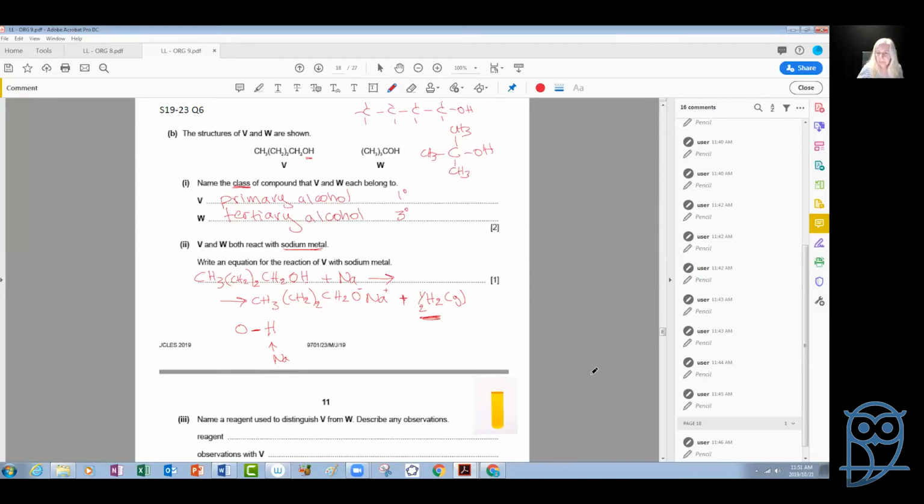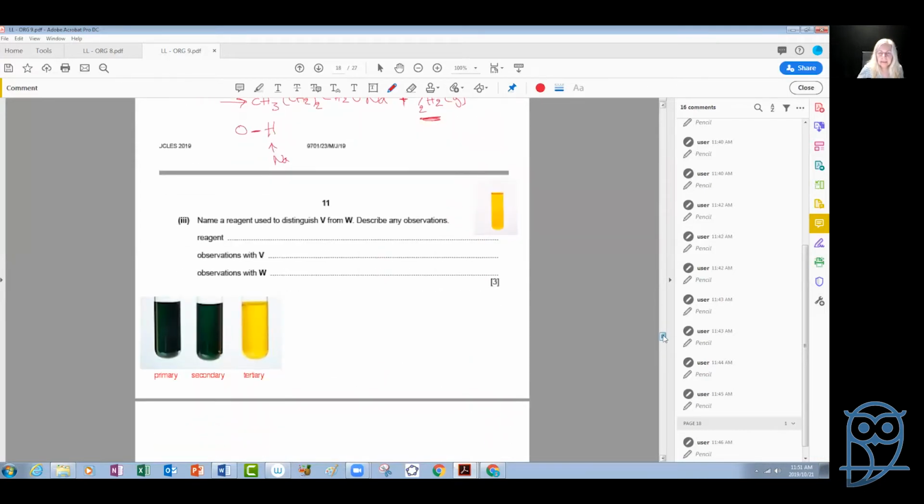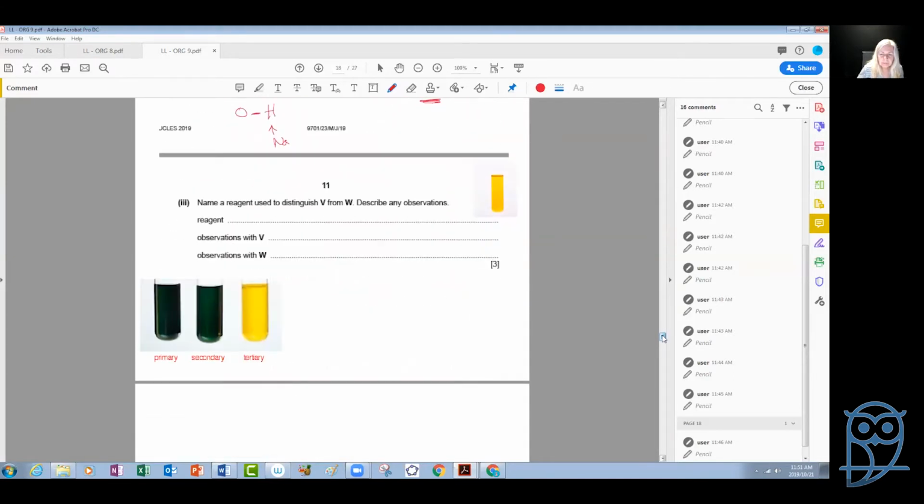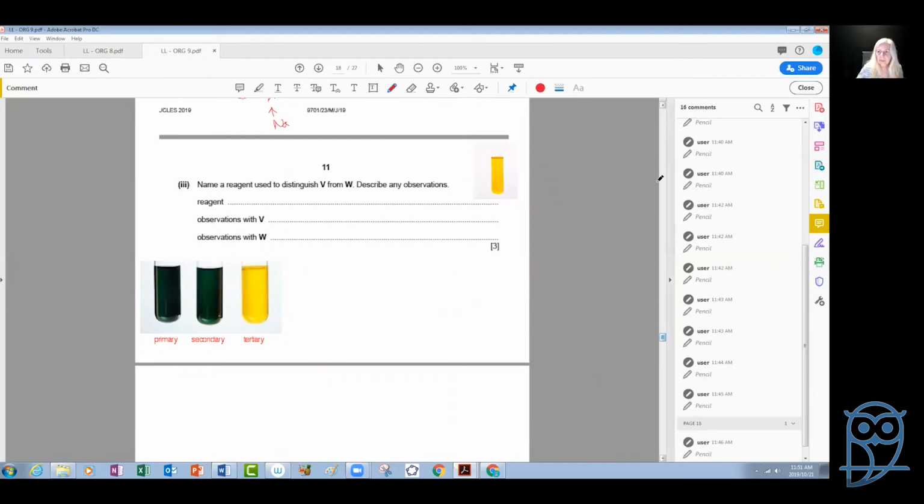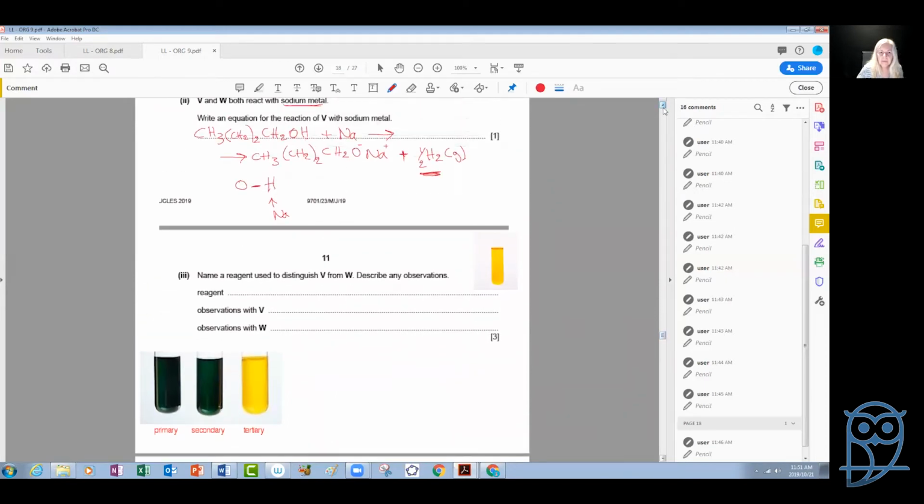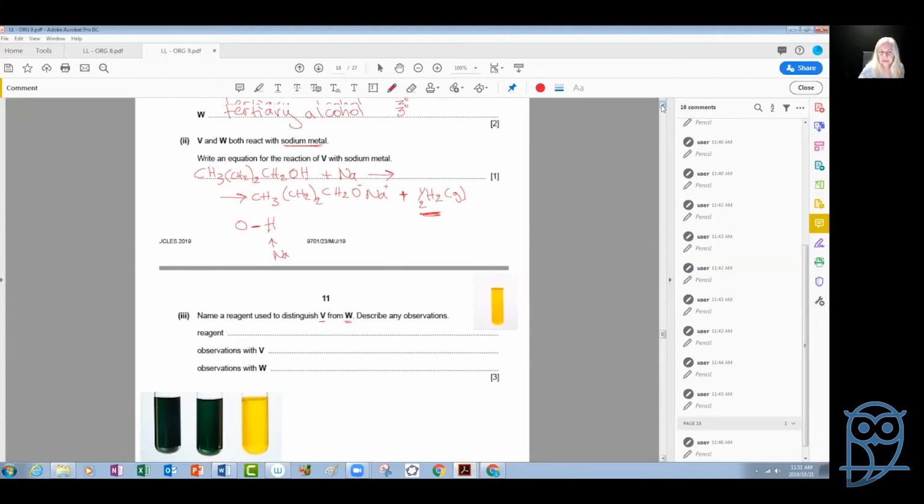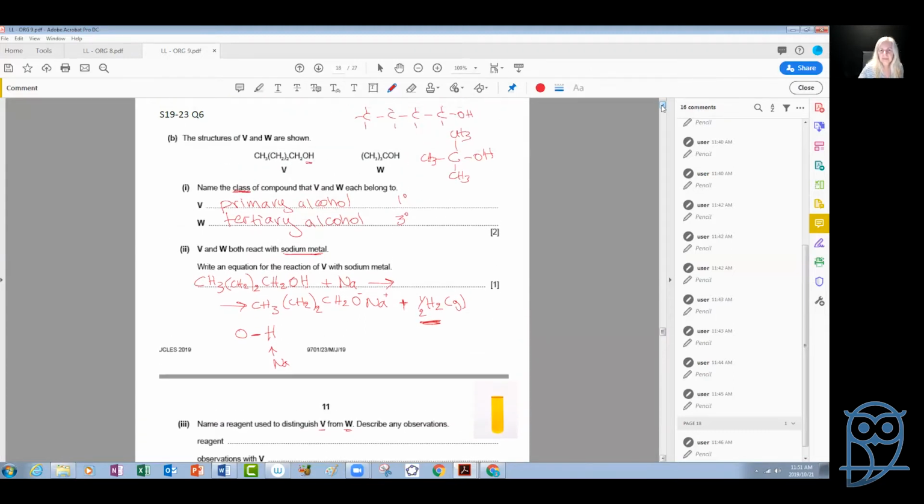That's enough here because we need to move on. Now let's see. The same question continues, still linked to these alcohols that we had, the V and the W. Now name a reagent used to distinguish between V and W. Remember, the V was the primary alcohol, isn't it? And the W is the tertiary, isn't it? Here is the V, which is the primary alcohol, and this is the tertiary.